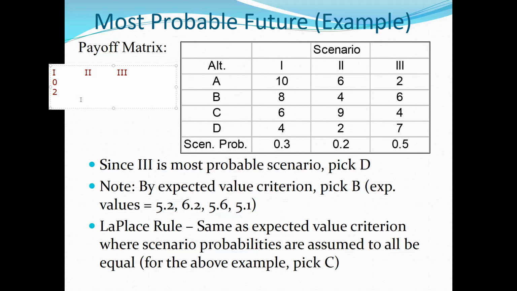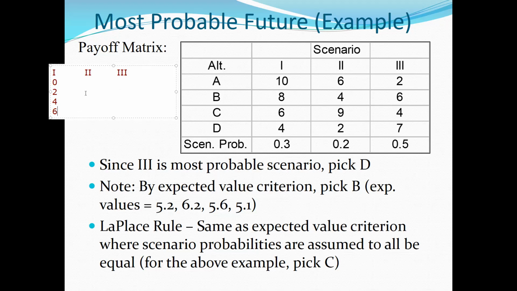If I picked alternative C, my regret would be even higher because I could have picked alternative A and made a payoff of 10 units, but I only made a payoff of 6 units. So my regret matrix will have 4 in there. And then for alternative D, it will be 6. So you basically subtract the payoff from the best possible alternative under that scenario.